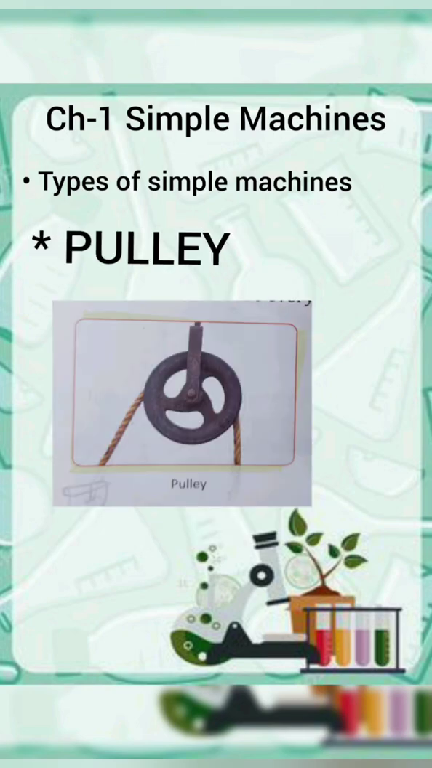Next we are having pulley. See the image very well. A pulley is a system that uses a wheel and a rope to change the direction of force. It also makes our work easier by letting us raise an object by pulling down rather than lifting up directly. Examples are wells and flagpoles.